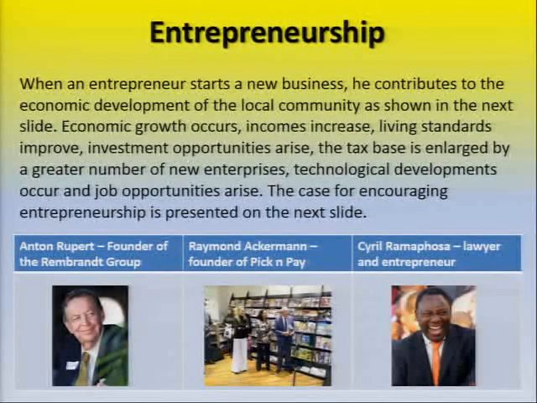Then entrepreneurship. These are some of our famous entrepreneurs in the Rupert family. Anton Rupert, remember, the founder of the Rembrandt Group, and Raymond Ackerman, the founder of Pick n Pay. Mr. Cyril Ramaphosa is a lawyer by profession and an entrepreneur. He's now the deputy president of the country.